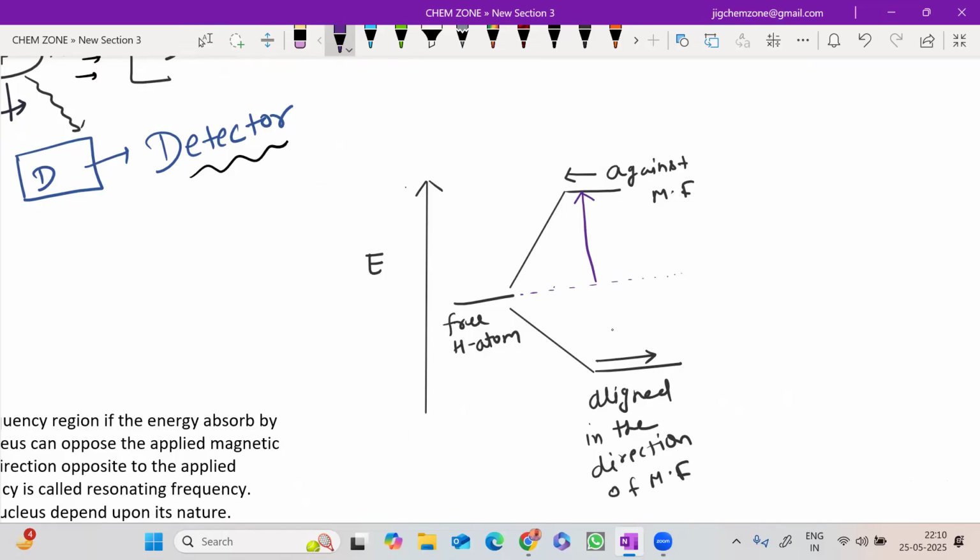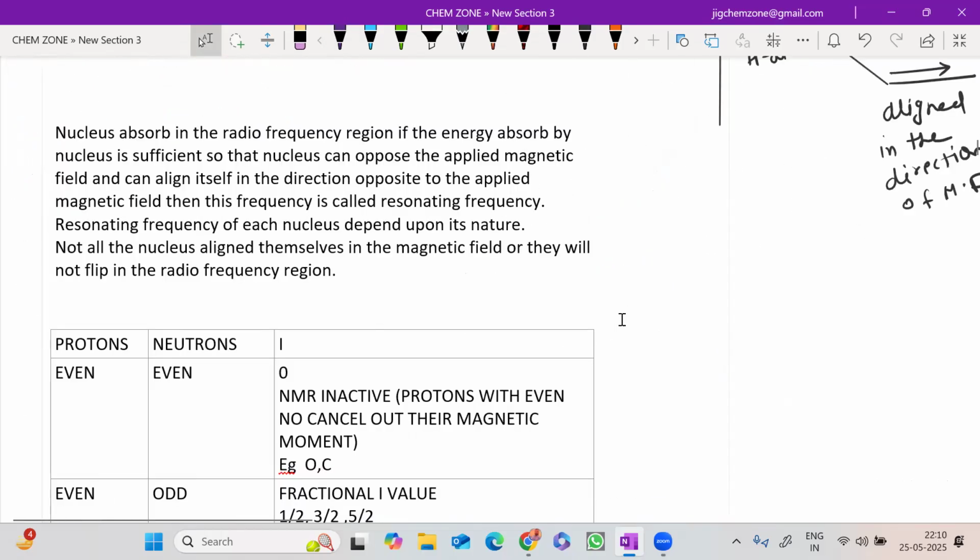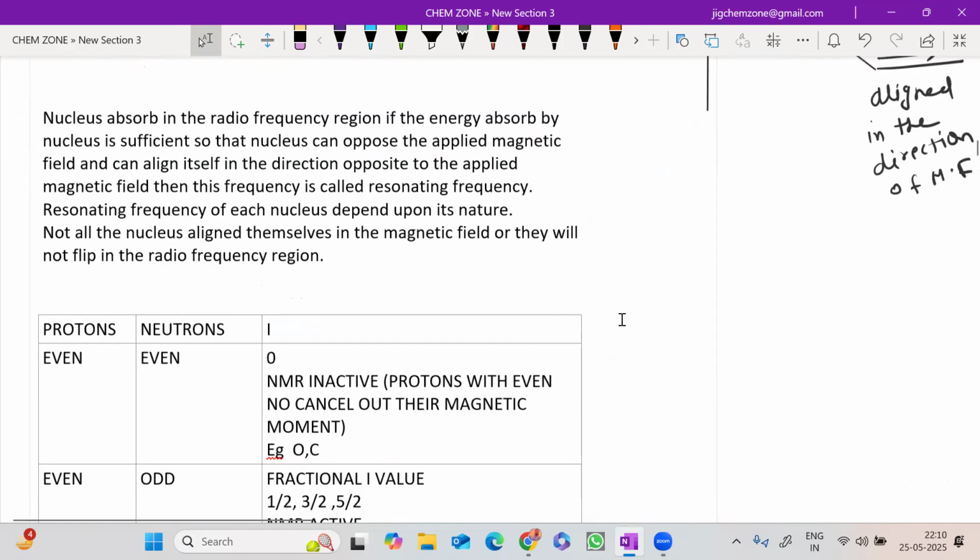So if the nucleus gets that amount of energy so that it can oppose H naught and reverse its direction, we can say that it is the magnetic resonance. Correct? Now कौन से न्यूक्लियस एब्जॉर्ब करेंगे, कौन से नहीं करेंगे? Let's talk about the criteria of NMR active and NMR inactive nuclei.